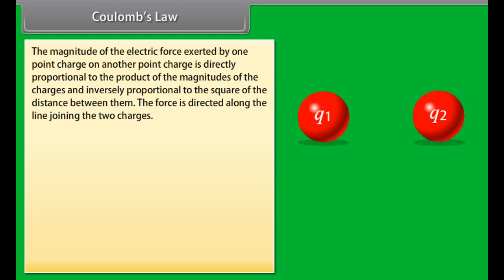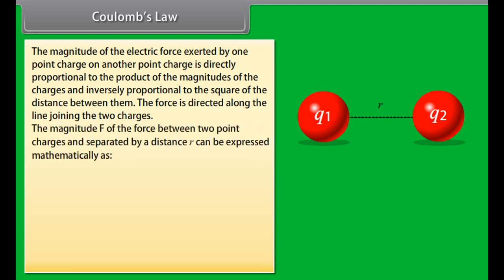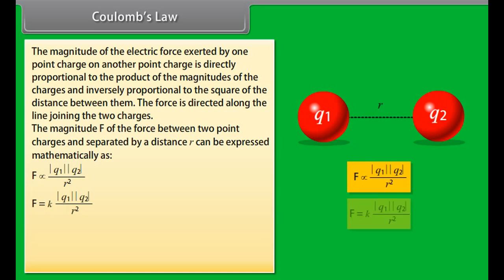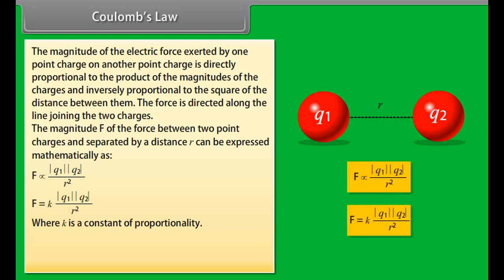Coulomb's law. The magnitude of the electric force exerted by one point charge on another point charge is directly proportional to the product of the magnitudes of the charges and inversely proportional to the square of the distance between them. The force is directed along the line joining the two charges. The magnitude F of the force between two point charges separated by a distance r can be expressed mathematically as F = k |q1||q2| / r². Here, k is a constant of proportionality.